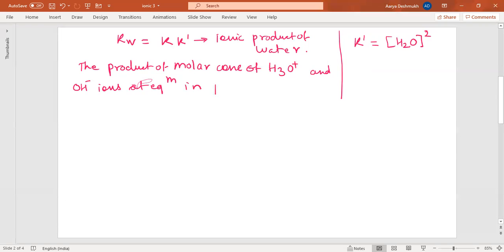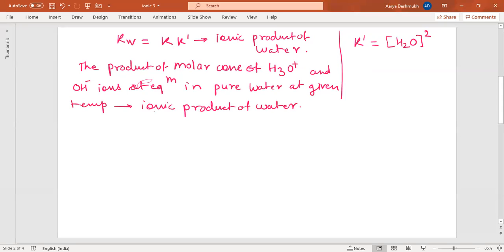In pure water, at a given temperature. So temperature is important here. At a given temperature, it is called the ionic product of water. It is nothing but the ionic product of water. Means, in a simple way, the product of the ions of the water formed after dissociating, which is denoted by Kw.